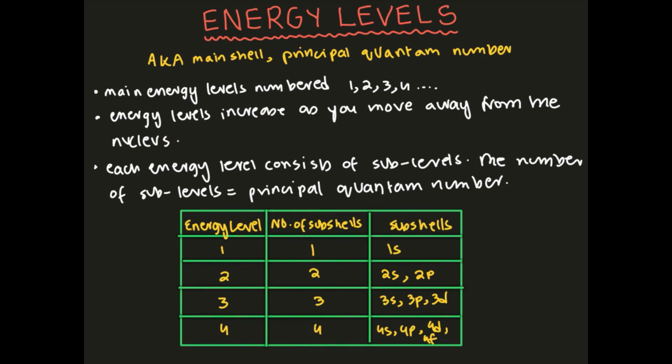So if you are close to the nucleus, the energy level that's the closest to the nucleus is going to be 1. If you move away, it's going to be 2, 3, 4, 5, and so on, like you saw in the previous point.